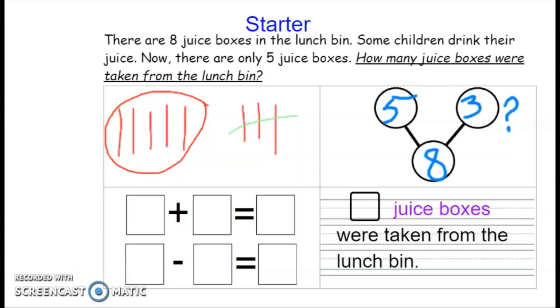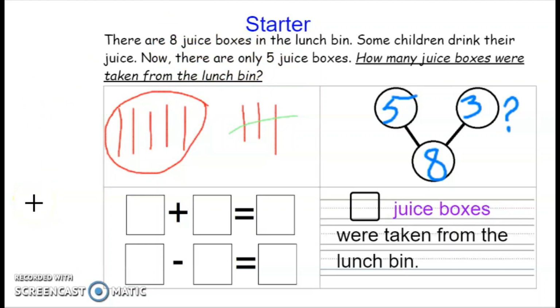Moving on to the number sentences. We have two number sentences right here so that we can think about the relationship between addition and subtraction. So let's go ahead and get started with our subtraction sentence. Use our story to help you fill out your subtraction sentence. Watch me as I show you.